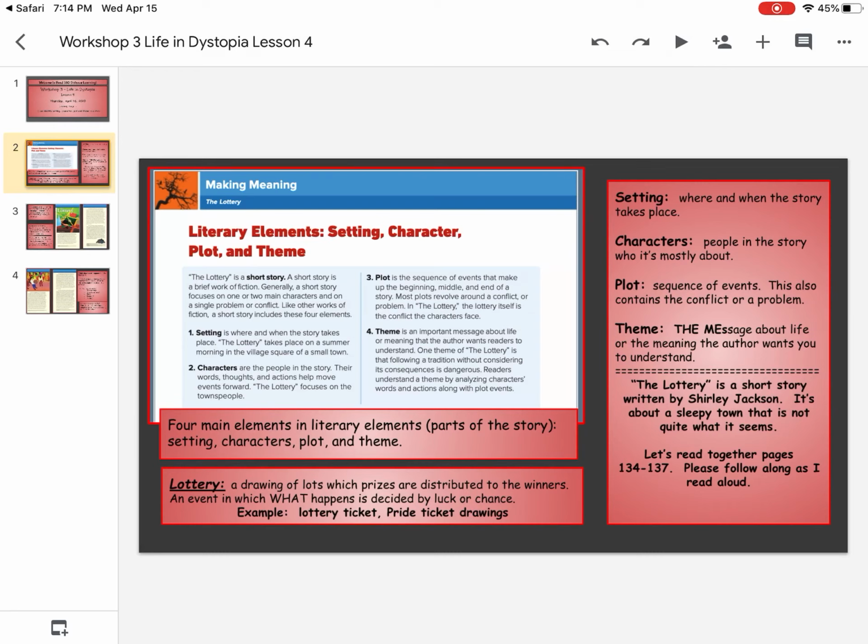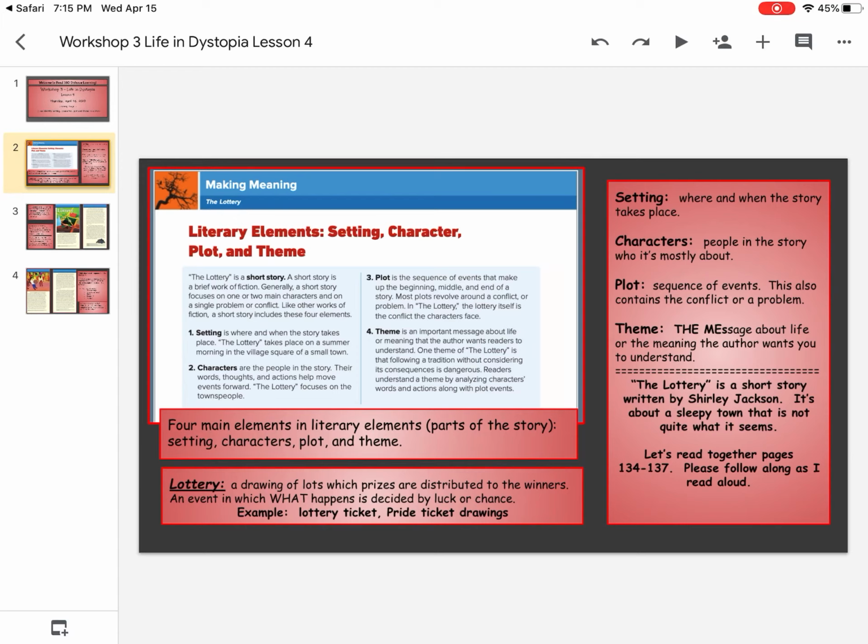If you follow along with me in the first slide, The Lottery is a short story. And a short story is a brief work of fiction. Now remember, fiction is made up. Generally, the short story focuses on one or two main characters and a single problem or conflict. So like other works of fiction, short stories will contain these 4 elements. I'll go through the slide, but on the right-hand side, I have a reference for you. Setting is where and when the story takes place. In The Lottery, it takes place on a summer morning in the village square of a small town.